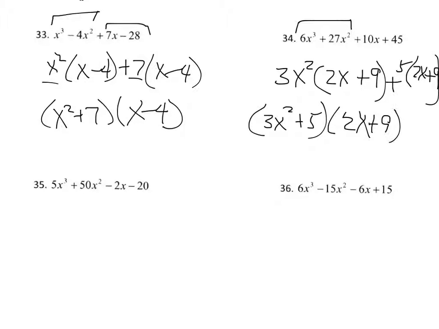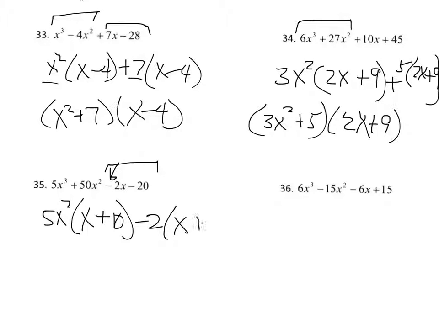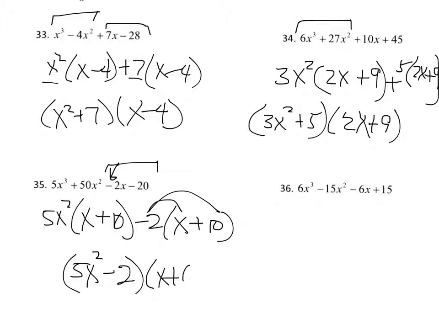This problem, if I pull out a 5x squared, I'll have x plus 10. Now, my third term here leads with a negative. Because of that negative right there, I'm going to pull out negative 2 and get x. That switches the sign to positive 10. Because if I distribute back, I would get negative 2x minus 20. So I know that it works. So putting this together, 5x squared minus 2, and an x plus 10.